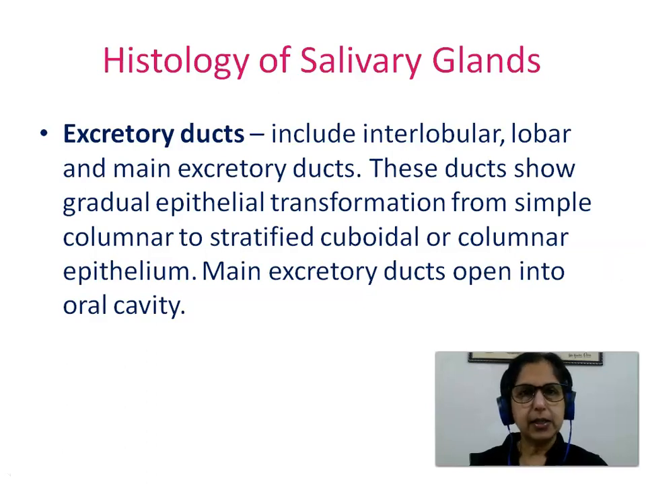Excretory ducts include interlobular, lobar and main excretory ducts. These ducts show gradual epithelial transformation from simple columnar to stratified cuboidal or stratified columnar epithelium. Main excretory ducts open into the oral cavity.